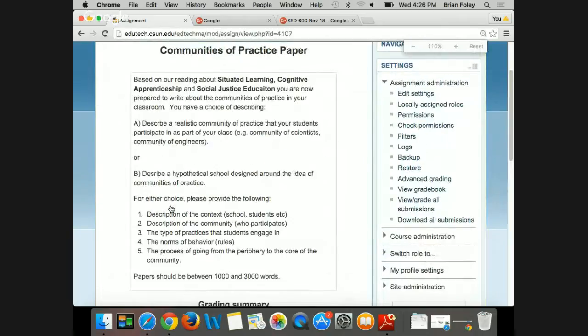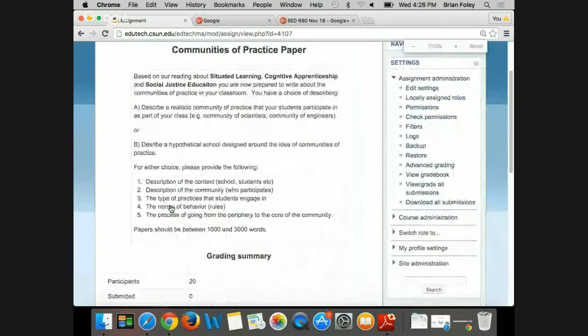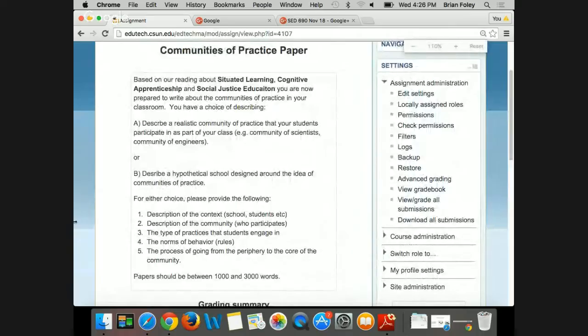Let's see. It's not helping at all. All right, maybe a little bit. So the idea here is to either describe a community of practice at your school, or it could be outside of school too. It doesn't have to be at school. So some community of practice that you're familiar with, or make up a hypothetical community of practice. Like, what could your school do to build a community? What kind of community could get created after school, during school, something else?